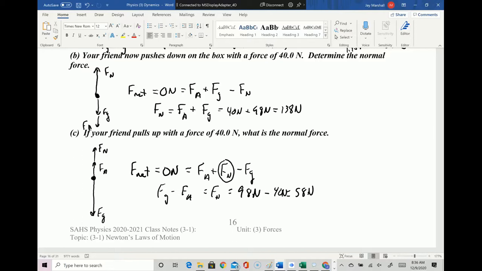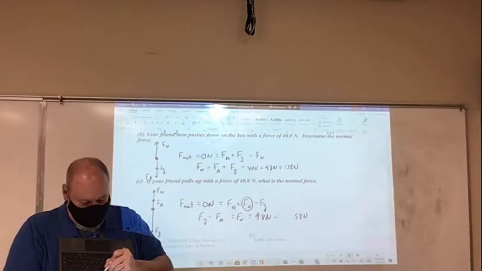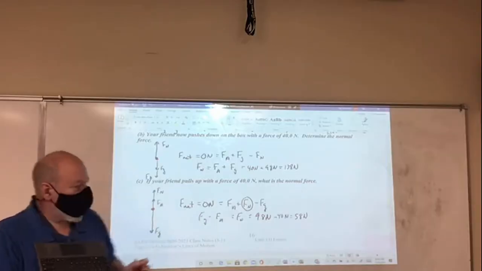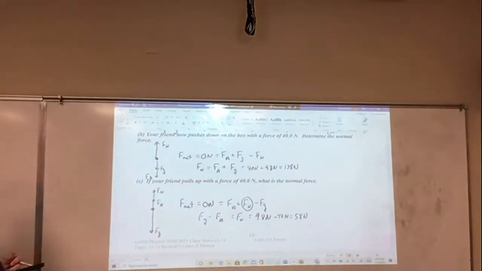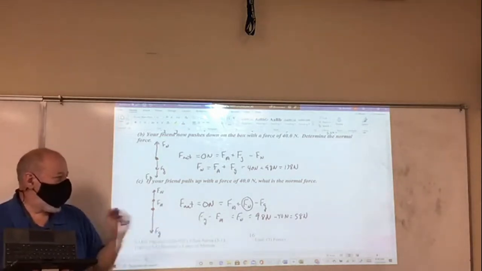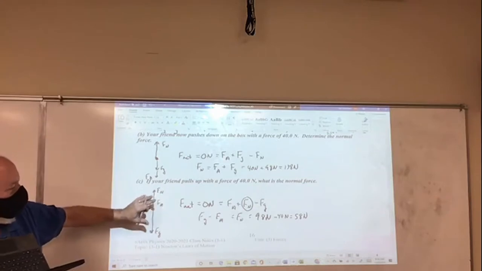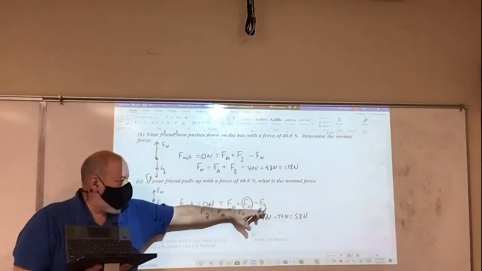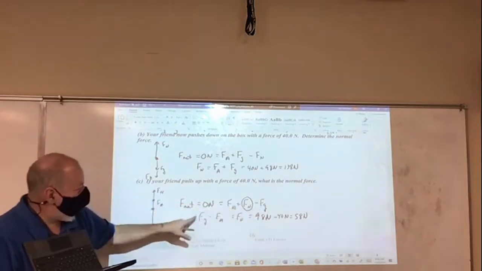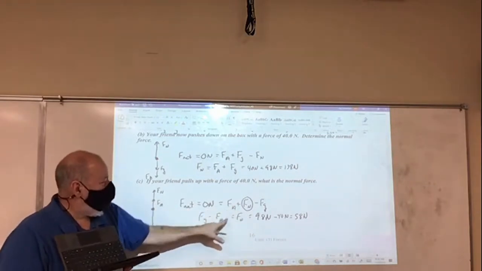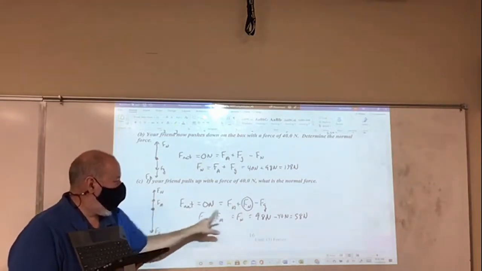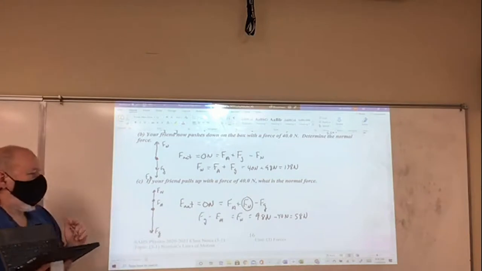If you knew how this worked, you could have done that in your head, but you need to be able to prove it to me. Let me just make that a little clearer there. Okay? Yeah, you have to be able to show it to me. Again, we draw a free body diagram. The free body diagram informs the net force equation, and the net force equation informs the final equation that we use to solve our problem.